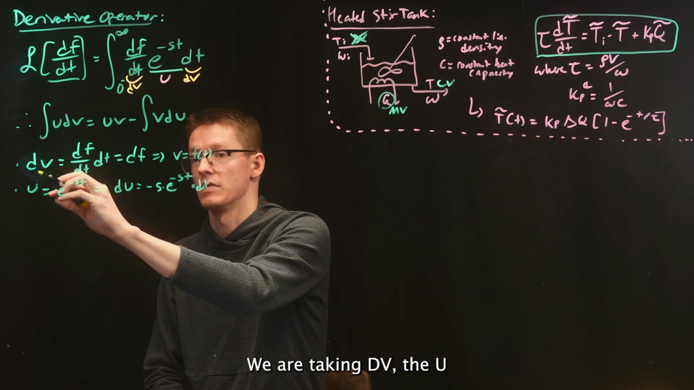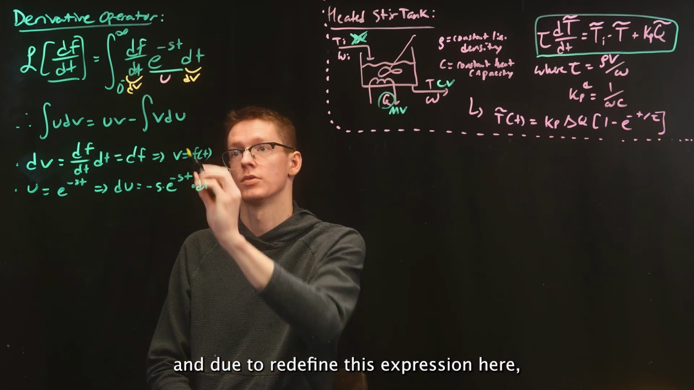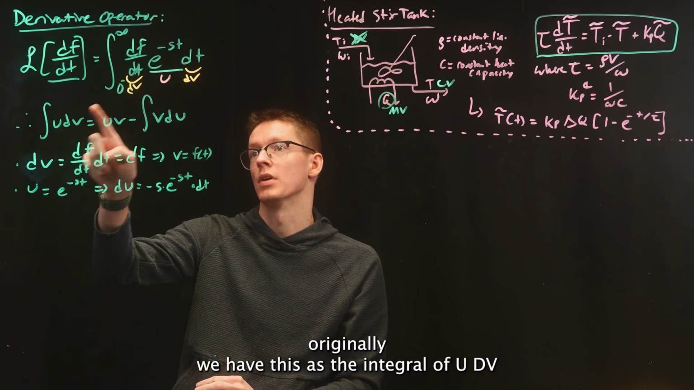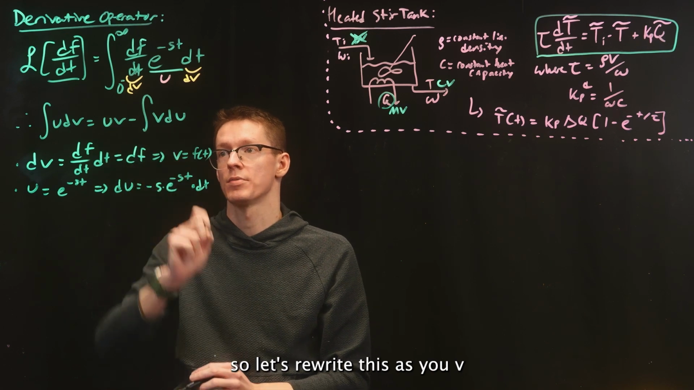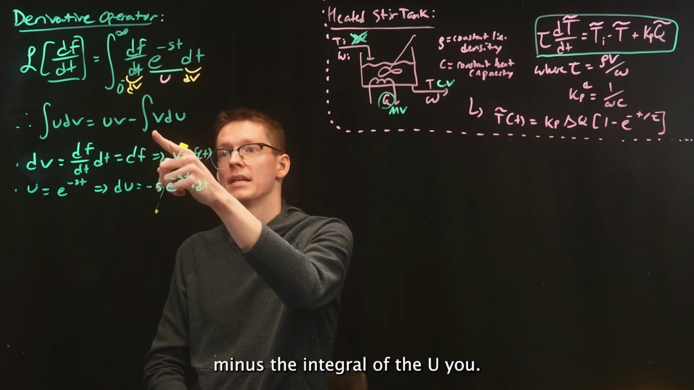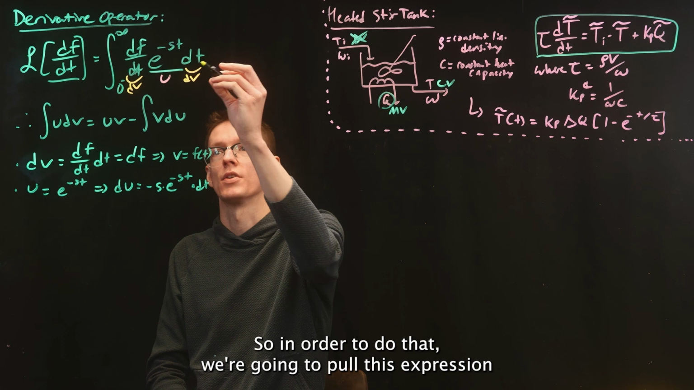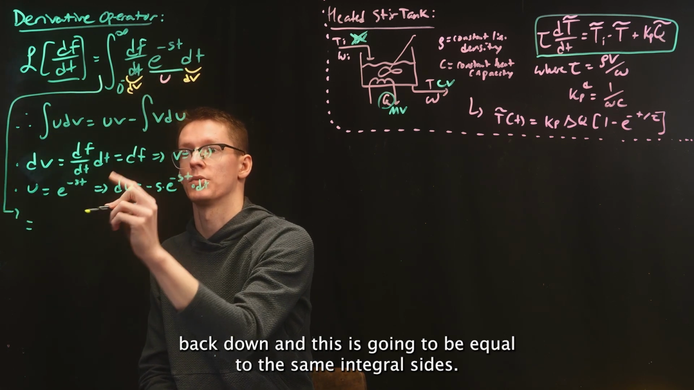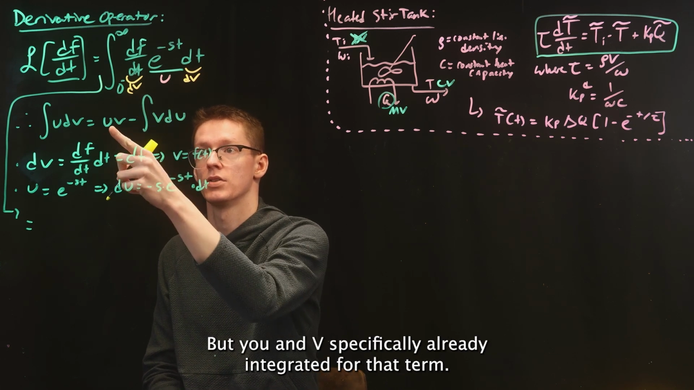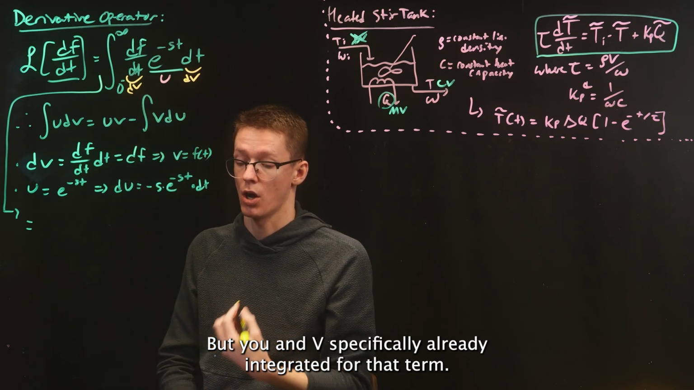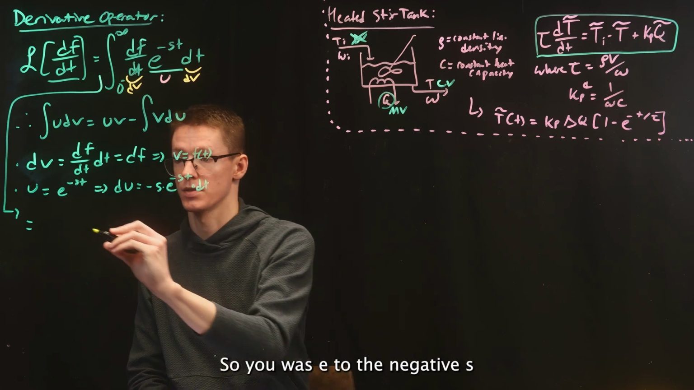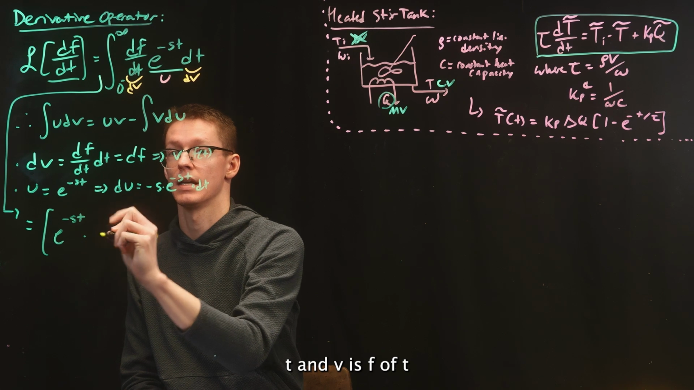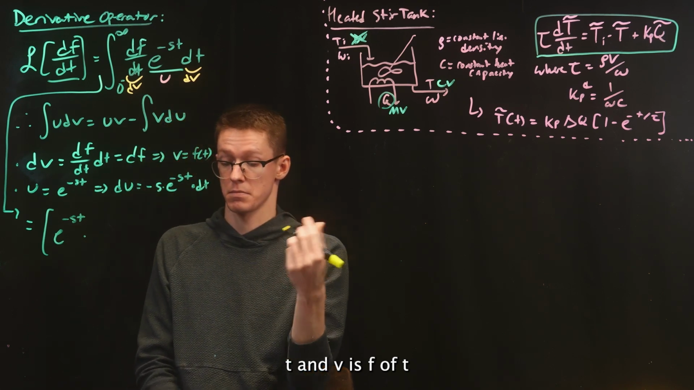We are taking dv, v, u, and du to redefine this expression here. Originally, we have this as the integral of u dv, so let's rewrite this as uv minus the integral of v du. So in order to do that, we're going to pull this expression back down, and this is going to be equal to the same integral sides, but with u and v already integrated for that term. So u was e to the negative st, and v is f of t.